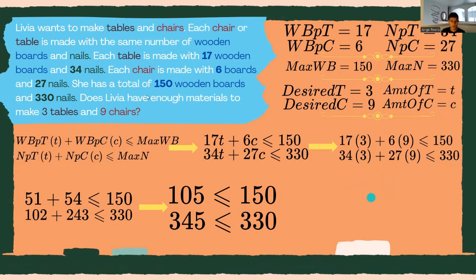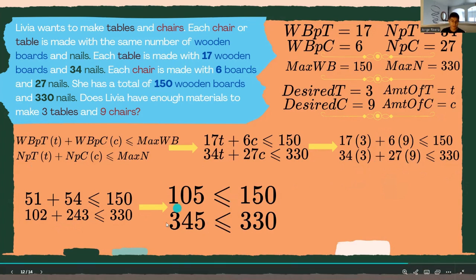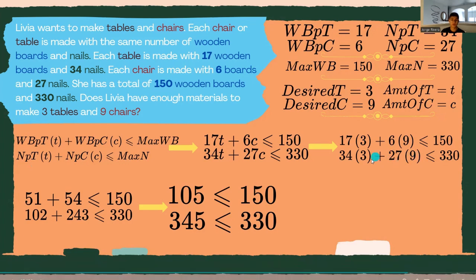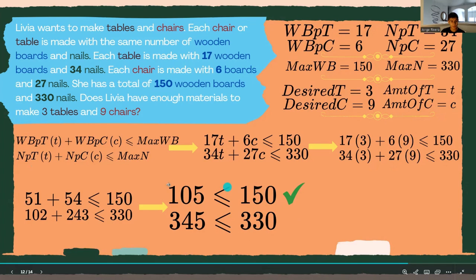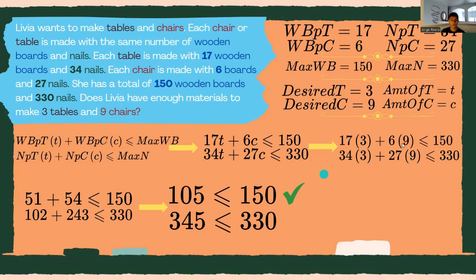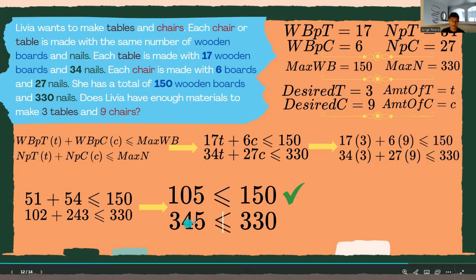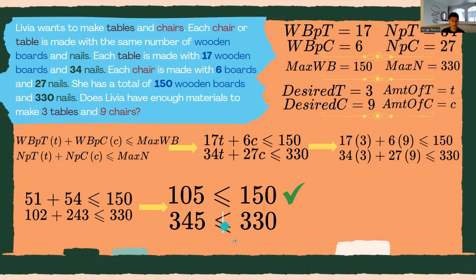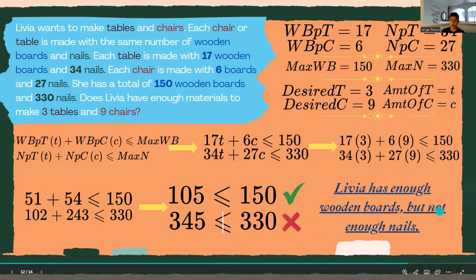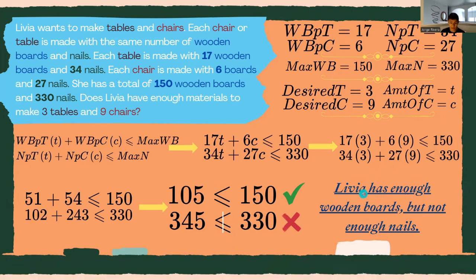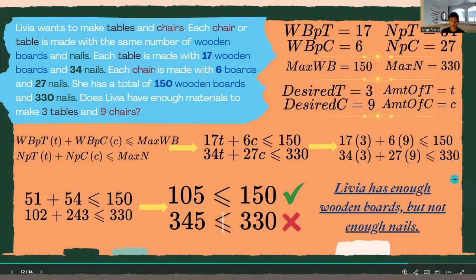Now, if we look over here, we multiply out the nails, right? The total amount of nails that she's going to use is going to be 345. She's using 345 nails, but she only has 330, right? So you can absolutely use 105 wooden boards, but this number is not less than or equal to 330. So that's going to be a no. So our conclusion is that Lydia has enough wooden boards, but not enough nails.